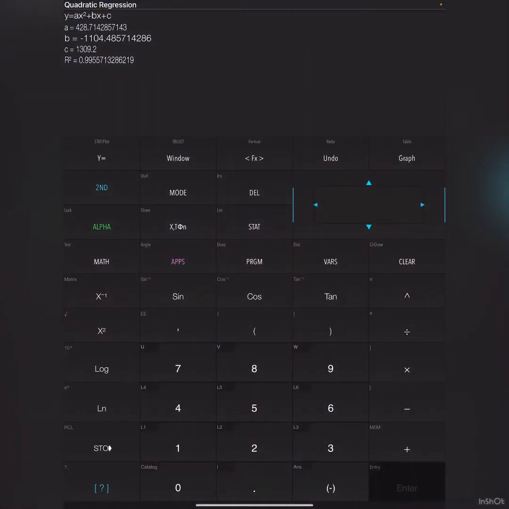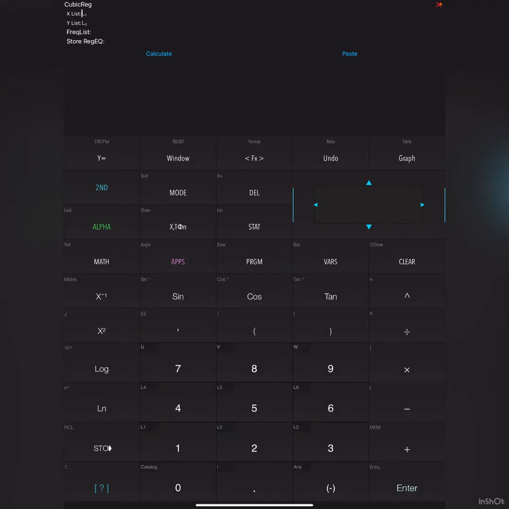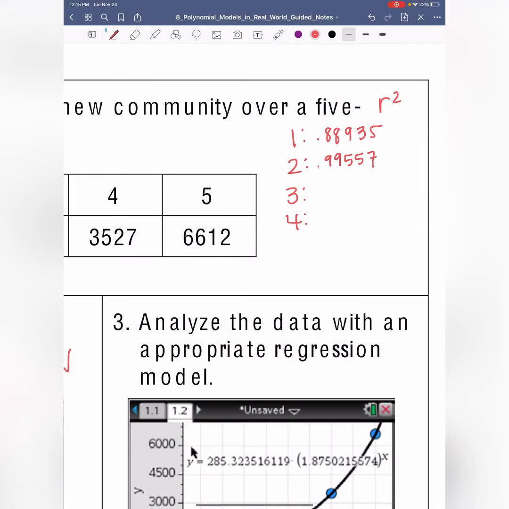So now we're going to do this again. Clear it out. So we'll go Stat. Now we're going to do a cubic regression. Same process. L1, L2. Calculate that one. This r squared is even closer, 0.99942. So let's write that down. So for the cubic, we're at 0.99942. So far the cubic is the best model, but let's run that quartic one.